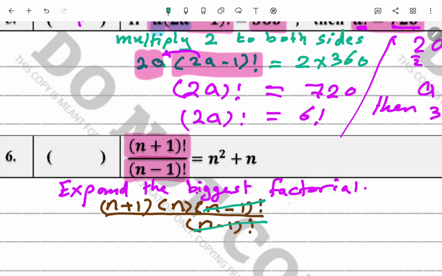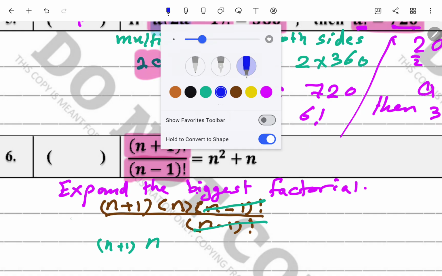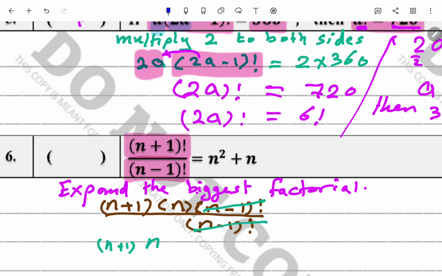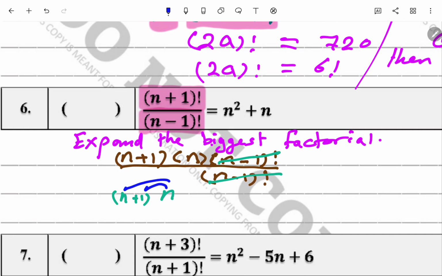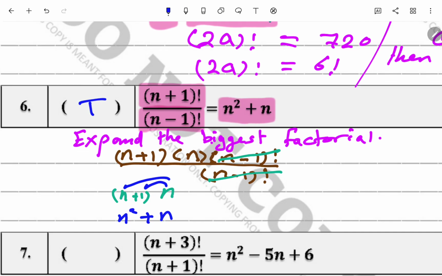What is left? You can have n plus 1 times n. You can expand them easily by multiplying n by each, and that will give you n squared plus n, which is exactly similar to the answer. That will make it true.